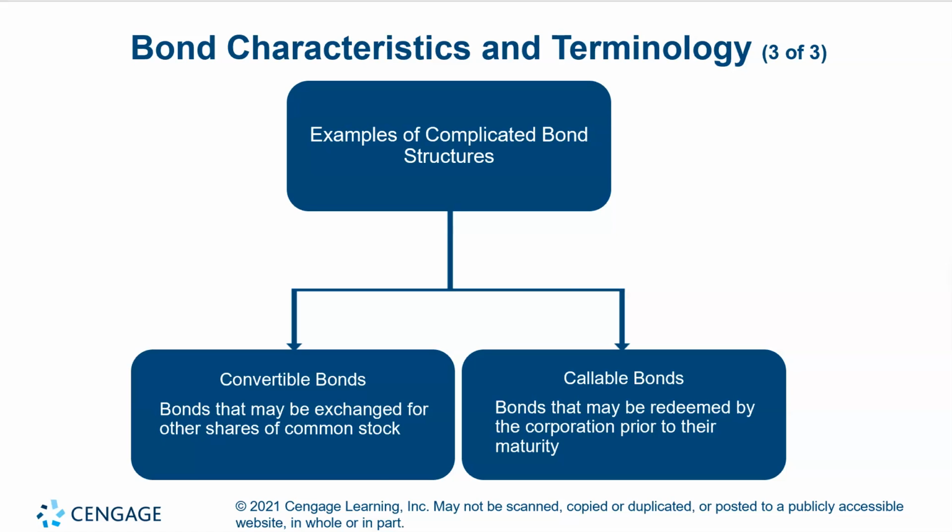All right, there are some more complicated bond structures, and you don't need to know much about them. You just need to know the definition. If it's a convertible bond, this means that the bonds may be exchanged for shares of common stock. So that means that the bond can be converted to common stock. A callable bond means that you can call it early. This means that you can pay it off early. So bonds that can be redeemed means to pay it off by the corporation prior to their maturity. So say the company has the money to pay it off, they don't want to pay any more interest. If it's a callable bond, which would be stated in the indenture, they can pay it off early.